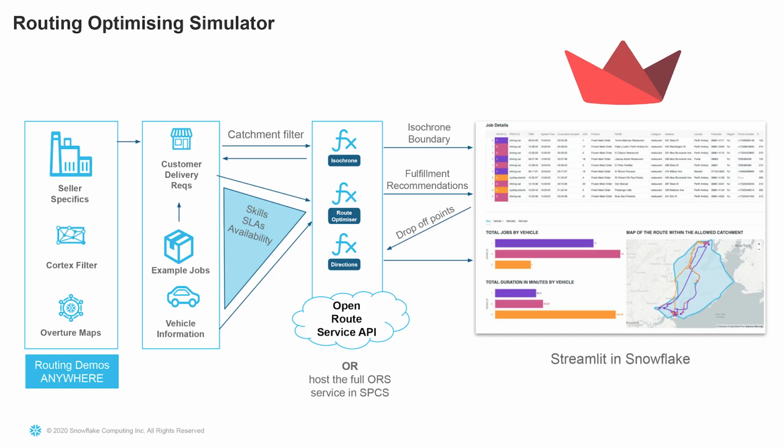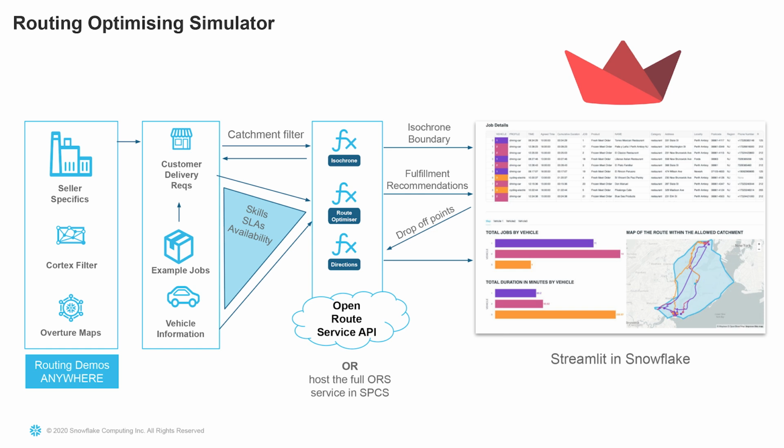Cortex Complete actually plays an important role in this solution, as a user can just type in where in the world they want to base their simulation on, and all locations will be dynamically centered around that. The Route Simulator app takes on the seller specifics such as location, what types of jobs can be fulfilled, and what vehicles they may have.